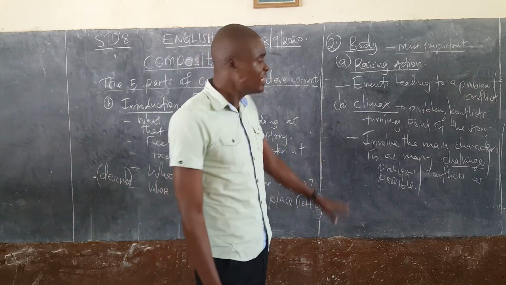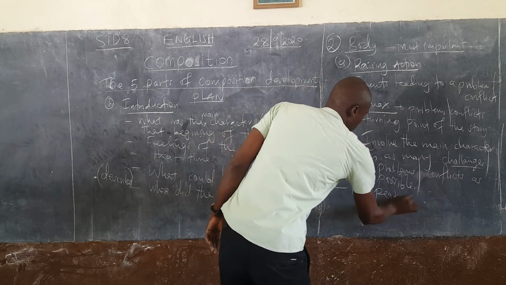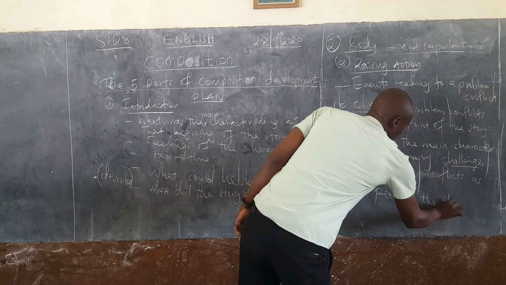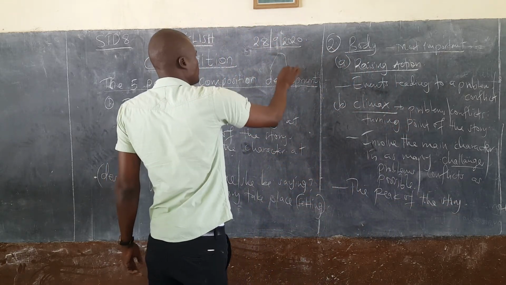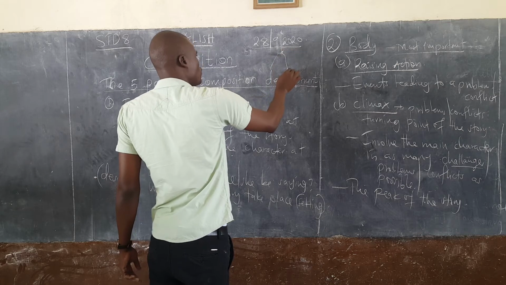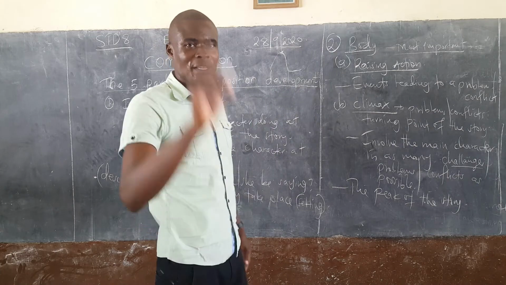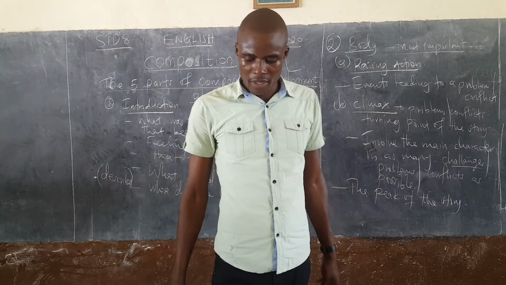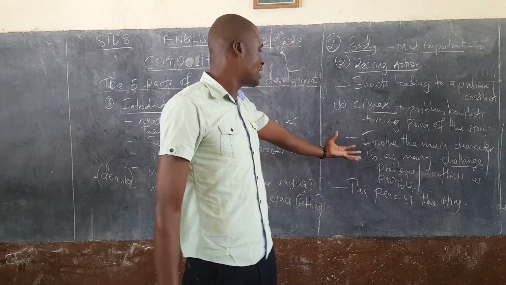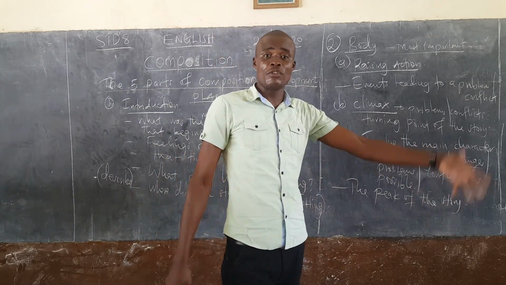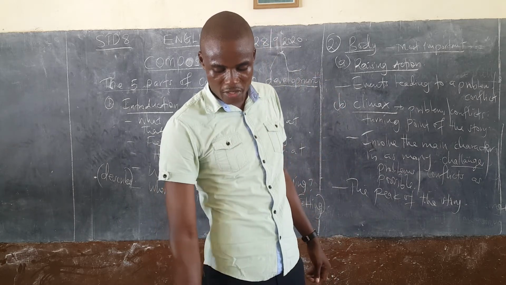So this is the peak of the story. Remember the peak of the mountain. When you go up to the peak of the mountain, you began down here, and this is the peak now. The climax is like the peak of the composition. Changes take place here. When you bring in the challenges, we see changes coming. Very many changes are coming up in that particular story.